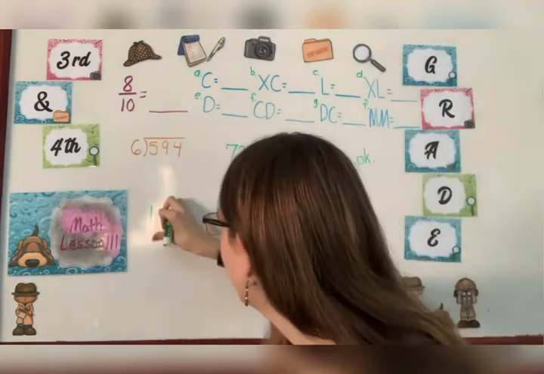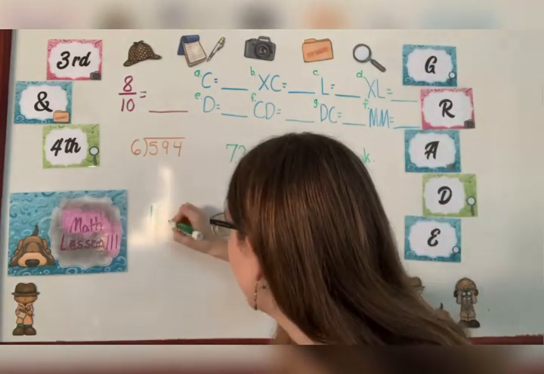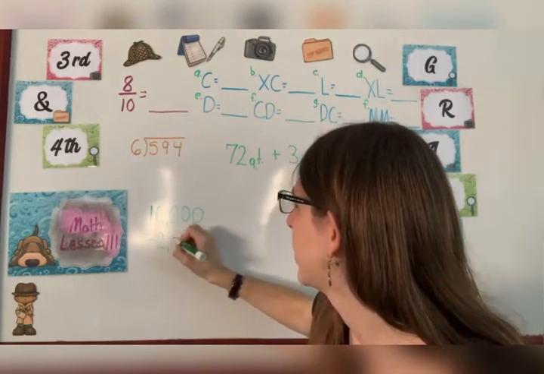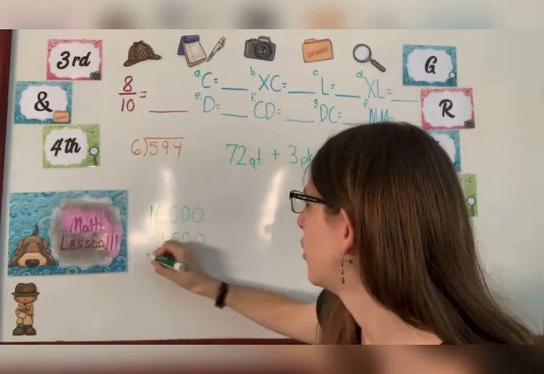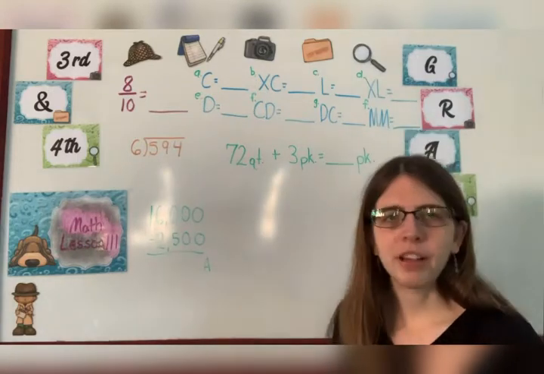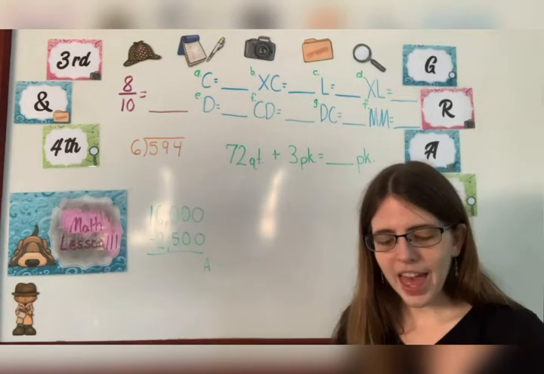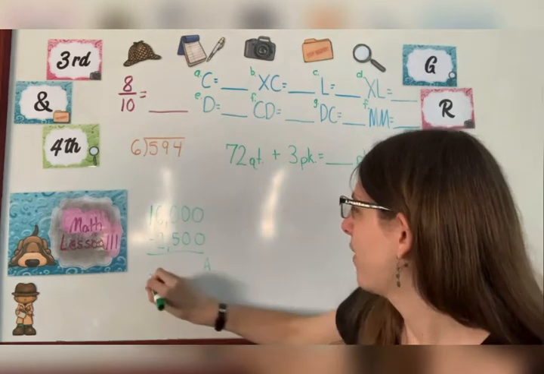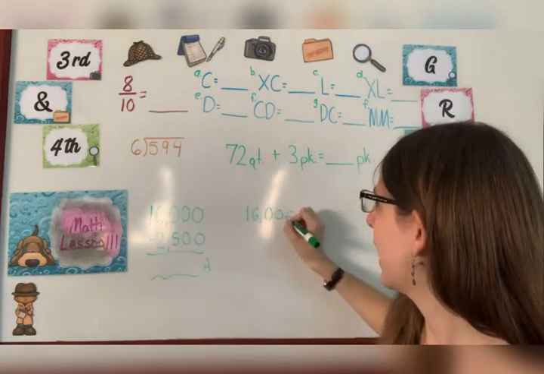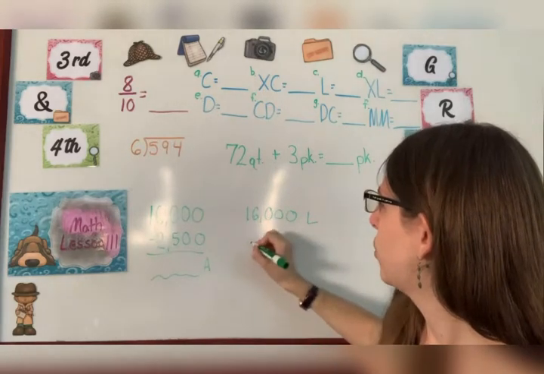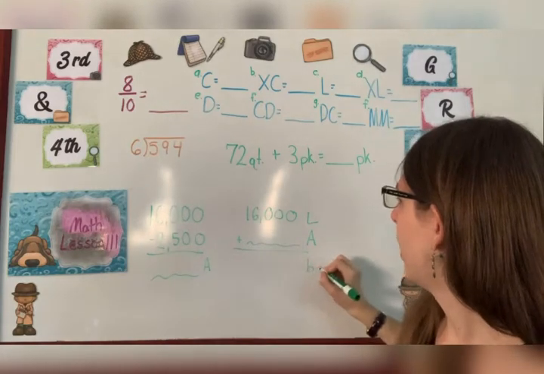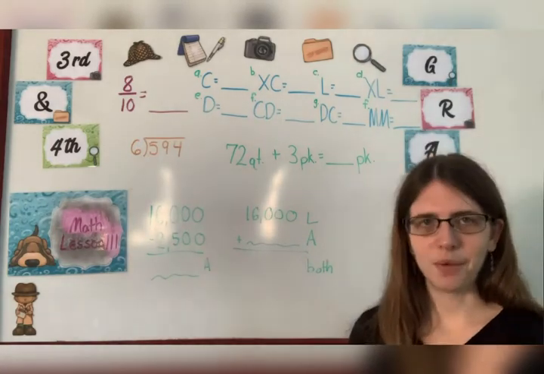So I have to take Layla's town, which has 16,000, and I have to subtract 2,500 in order to get Amelia's town. I'm just going to put a capital A for Amelia. So then I need to add, once I have this answer, I need to add the 16,000 from Layla's town to whatever I got from Amelia's town to get the total in both towns.